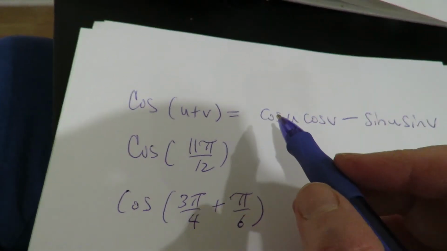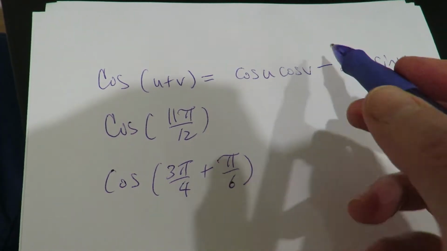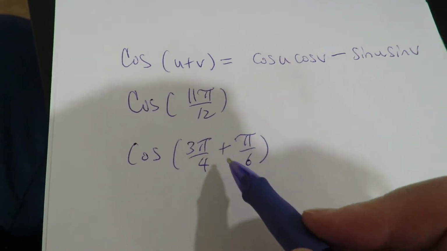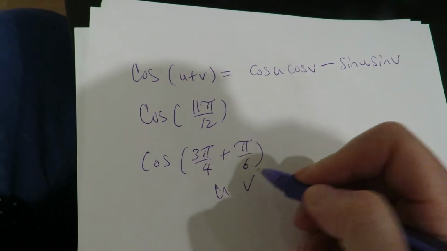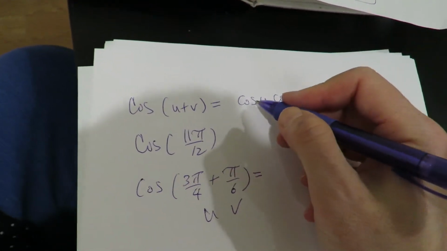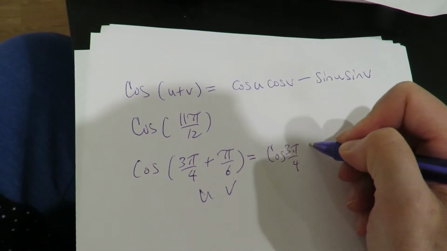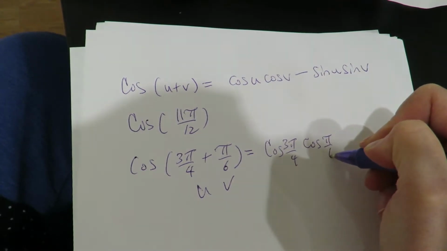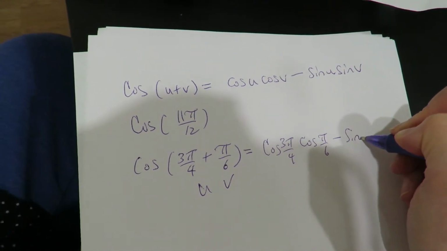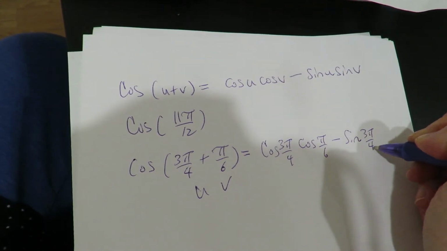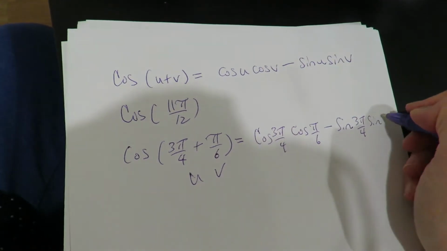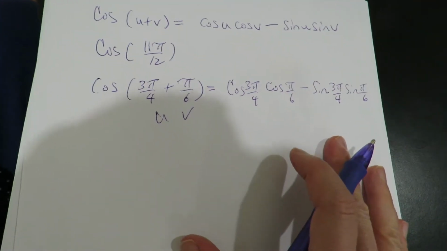Here's the formula. Remember, if this is positive, this is negative. This is the original angle. This is the breakdown of u and v. So I'm going to plug u and v into the formula. So cosine of 3 pi over 4, cosine of pi over 6 minus sine of 3 pi over 4, sine of pi over 6. Okay, so I'm just putting u and v in there.